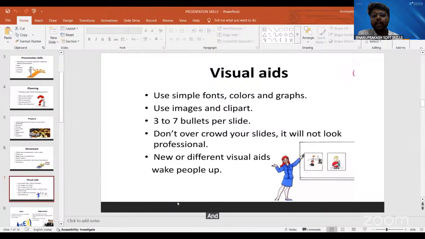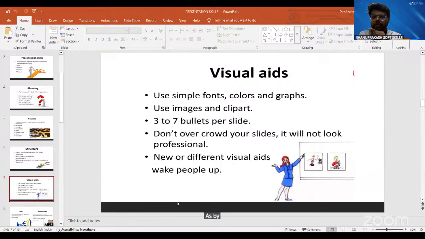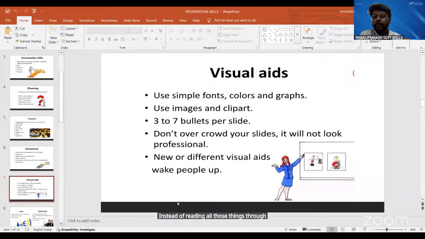And use colors and graphs, graphical information, particularly in statistics, mostly we use graphs. As this graph shows, what is the purpose of these graphs? It makes the whole complicated matter into a simple visual presentation. By the graph's ups and downs, we can easily understand from which year to which year it is high and low, instead of reading all those things through the content.